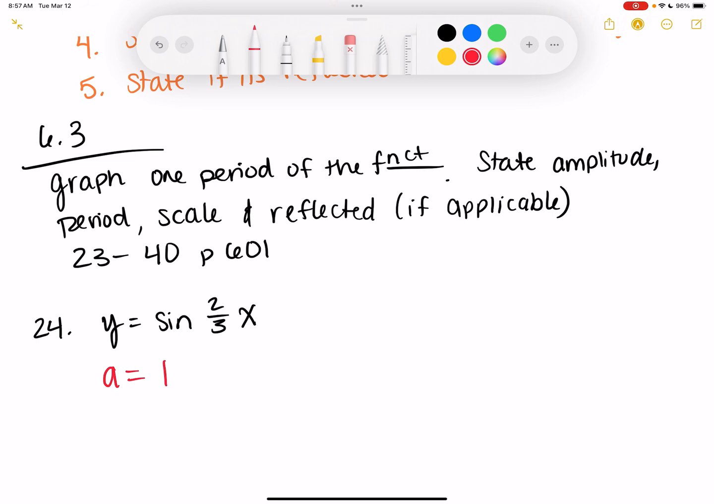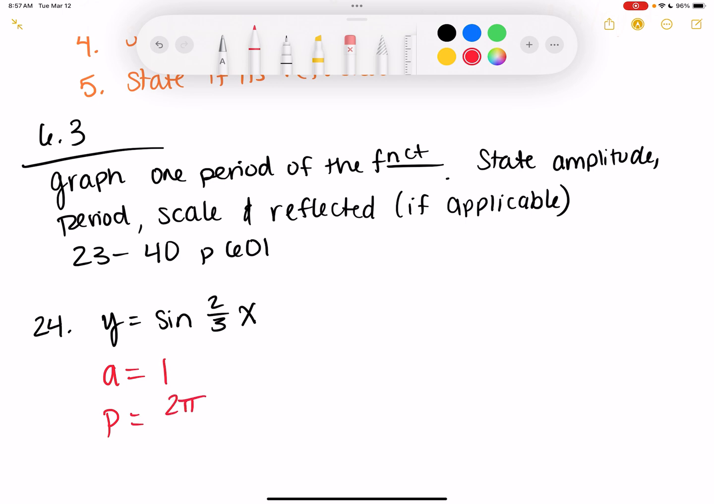Then the period is 2 pi over b. What is b? It's the number that's after sine. You don't need your unit circle for this. 2 over 3. Okay, so notice I have 2 pi over 2/3, okay? So I have a fraction and a fraction. So how do I need to get that so it's not like that? Keep, change, flip. So this is going to be 2 pi times 3 over 2. 2's cancel, so we're left with 3 pi, so that's the period.